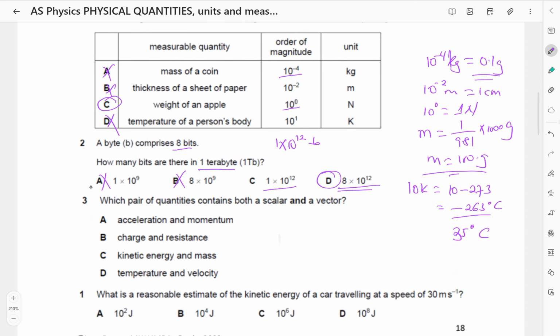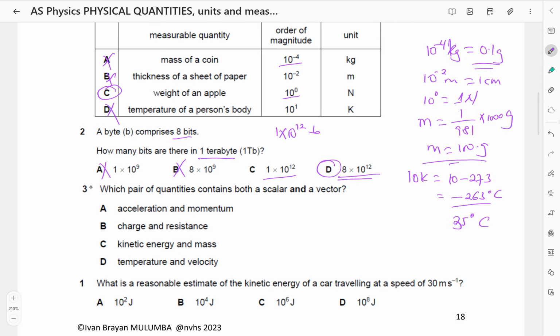Which pair of quantities contains both a scalar and a vector? We need one scalar, one vector. These are both vectors, these are both scalars, these are both scalars, so the answer is D. Temperature is a scalar, velocity is a vector.